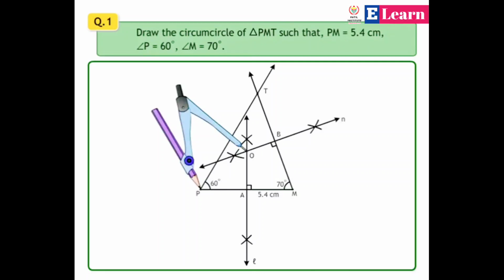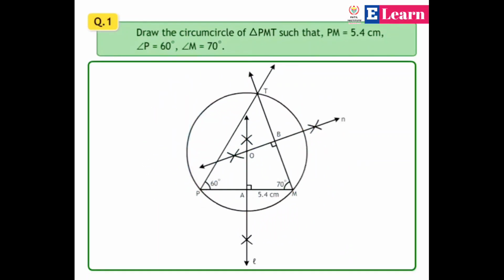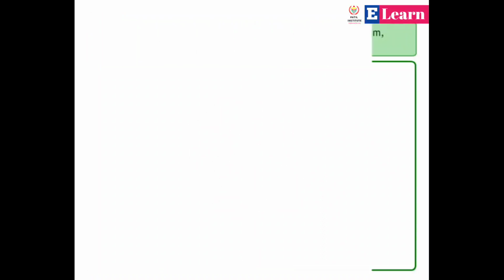Now, take OP as radius and O as center. Draw a circle touching the vertices of the triangle PMT. Thus, this is the circumcircle of the triangle PMT.